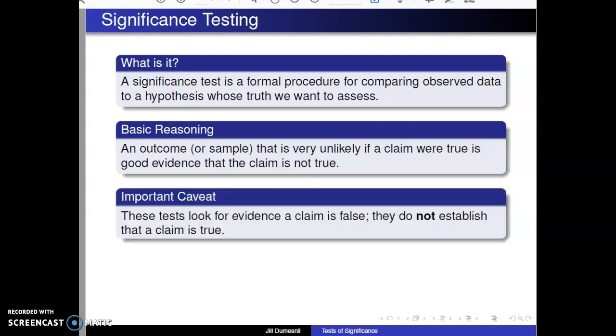An important caveat to significance testing is that these tests look for evidence that a claim is false. They do not establish that a claim is true.